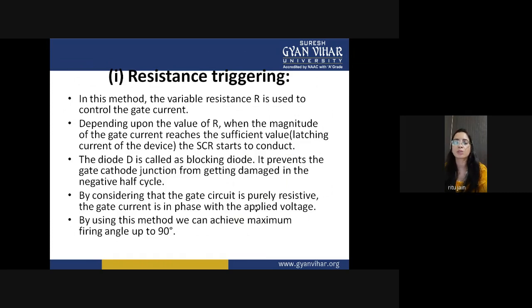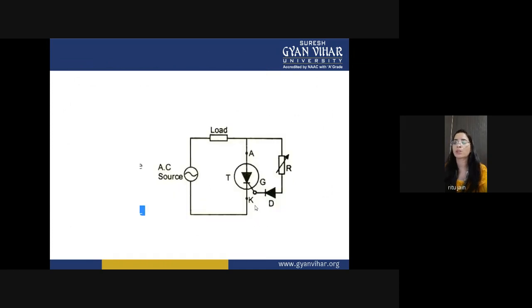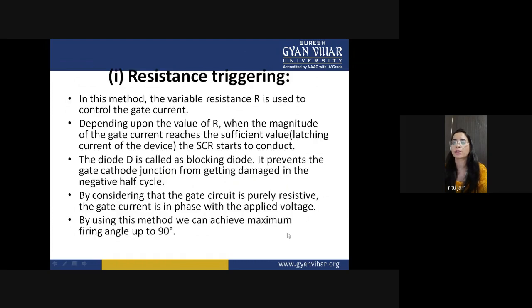So that's why we are taking variable resistance over here, and by changing the value of this resistance you can easily control the current which is directly going to the gate terminal. So by variable resistance you can control the gate current of SCR. Depending upon the value of R, when the magnitude of the gate current reaches the sufficient value, the SCR starts to conduct.